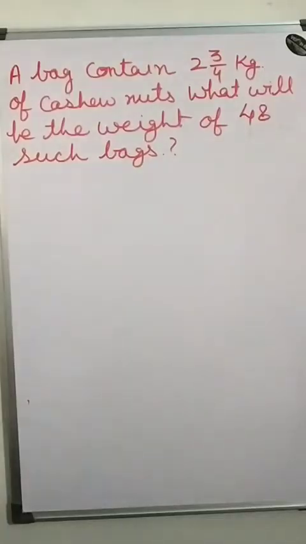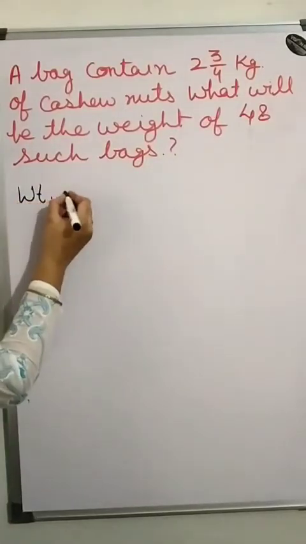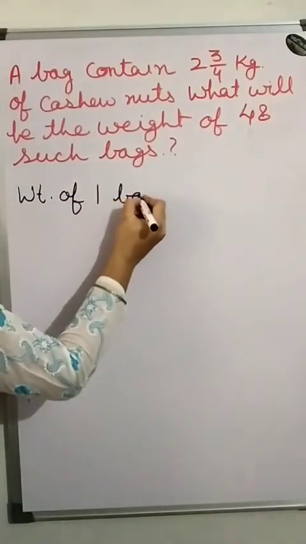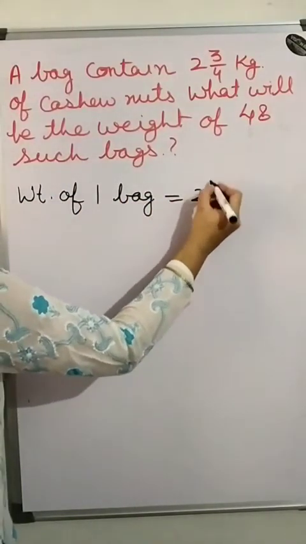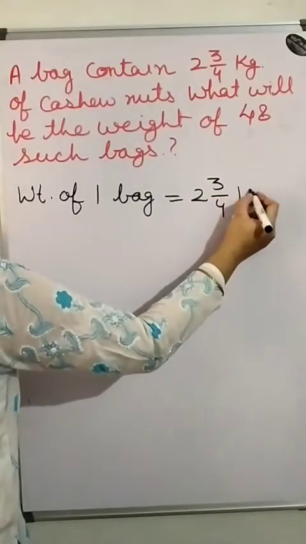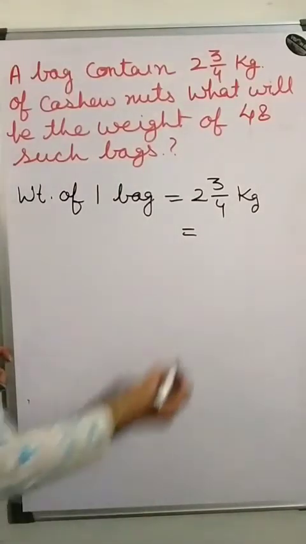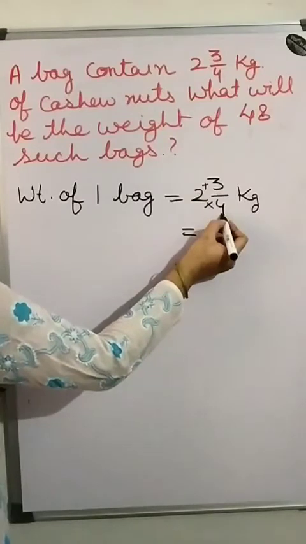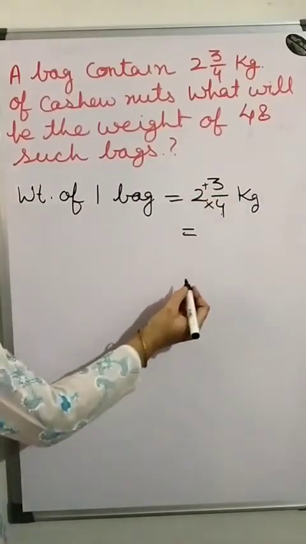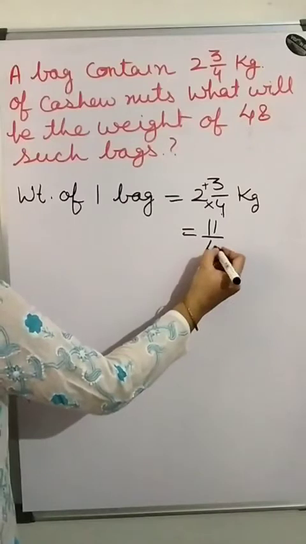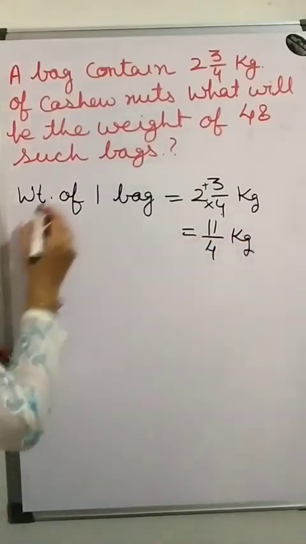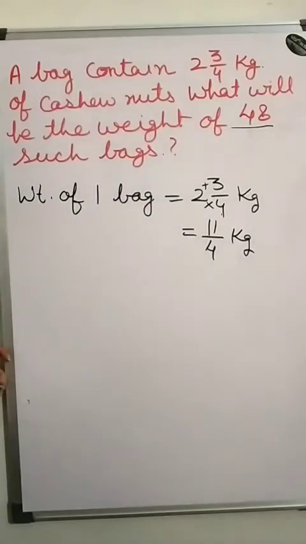Now the next question is, a bag contains 3 by 4 kg of cashew nuts. What will be the weight of 48 such bags? Here the weight of one bag is equivalent to 3 by 4 kg. So I convert this one into an improper fraction. How do we convert? Multiply, then add. 4 into 2, 8. 8 plus 3 is equivalent to 11. 11 upon 4 kg. Now this time we have to calculate weight of 48 bags.